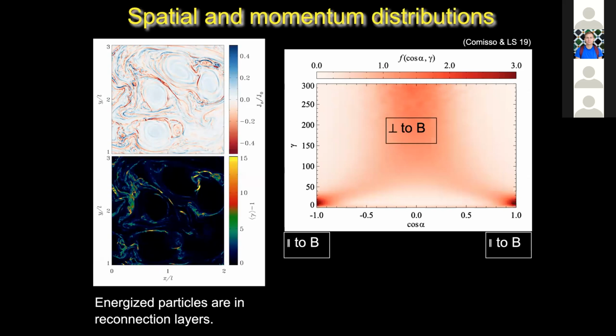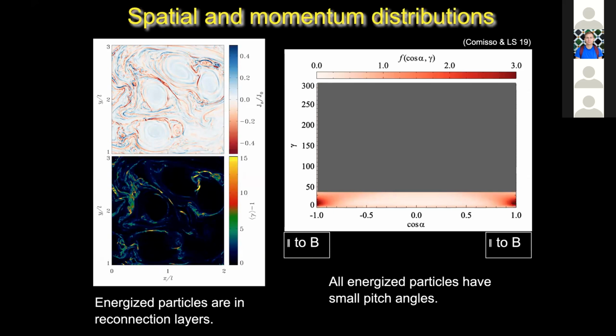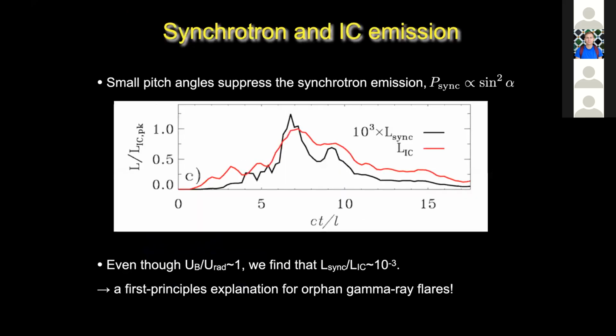In particular, particles energized by reconnection tend to be moving almost along the magnetic field, whereas particles accelerated by turbulence tend to move perpendicular to the magnetic field. But in strong cooling, the second scenario is not allowed. So the only energized particles in fast cooling blazar scenarios have to be moving quite parallel to the magnetic field, at small pitch angles. And we all know the synchrotron emission scales like sine squared of the pitch angle. So for very small pitch angles, synchrotron emission is very much suppressed.